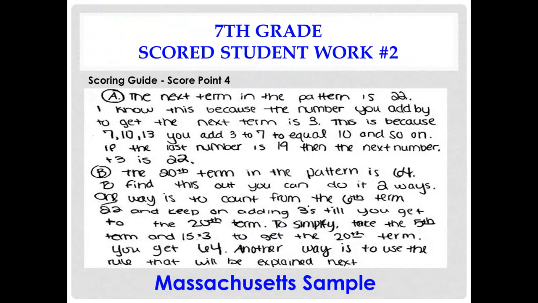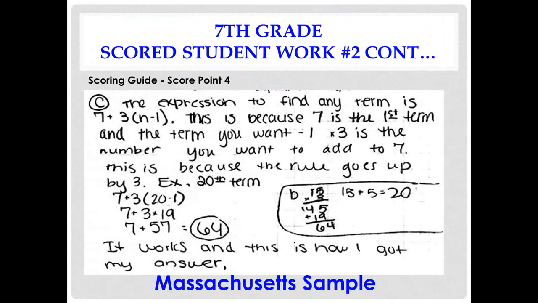And then part C is write an expression that can be used to find the value. So on part C, the student says the expression to find any term is 7 plus 3 times n minus 1. This is because 7 is the first term, and the term you want, n minus 1 times 3, is the number you want to add to 7. This is because the rule goes up by 3.